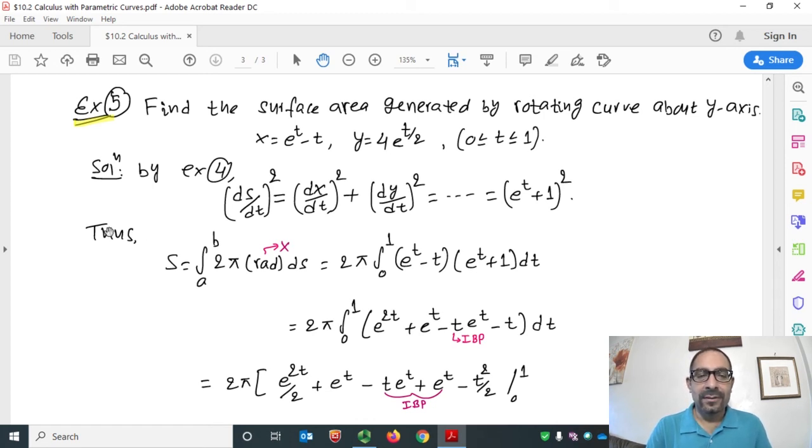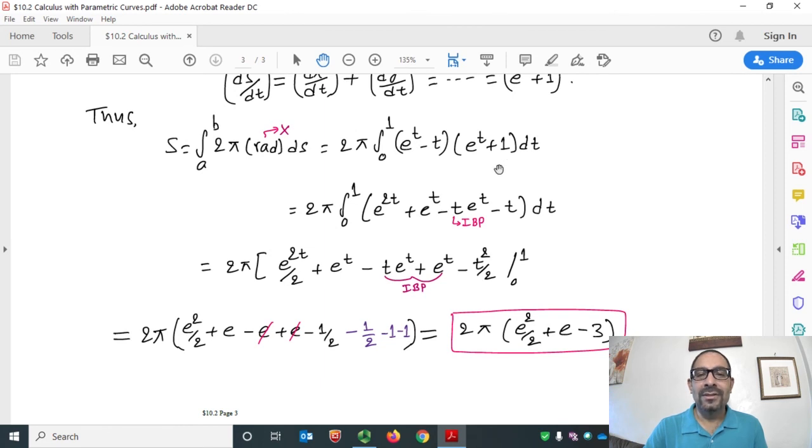Thus, by formula, the surface area equals the definite integral from a to b, where a is 0, b is 1, of 2 pi radius ds. The radius is x because we are rotating about the y-axis, and ds will be from here. So in the next step, pull the constant 2 pi outside, definite integral 0 to 1. The radius is x, x is e^t minus t, and ds is e^t plus 1 dt. Great. So now next step, let's FOIL these two factors first.